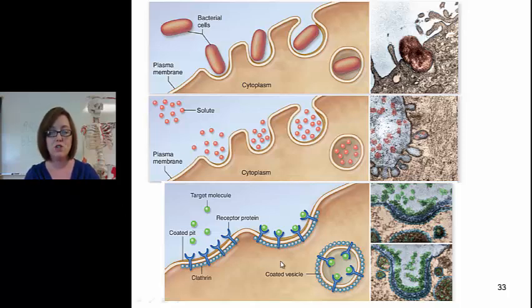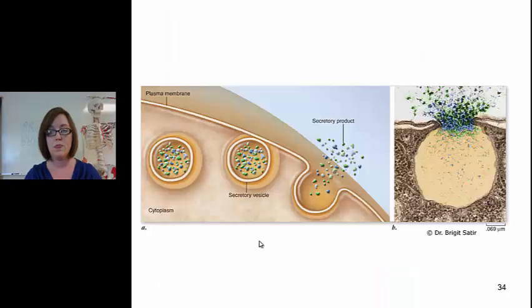So that means the bottom picture is receptor-mediated endocytosis. The blue sort of Y-shaped things are receptor proteins, and upon binding to their target molecule, the process of endocytosis will occur. This is how things like, maybe you've heard of LDL cholesterol, get into our cells. But I'm not going to spend a lot of time talking about that particular form of endocytosis.